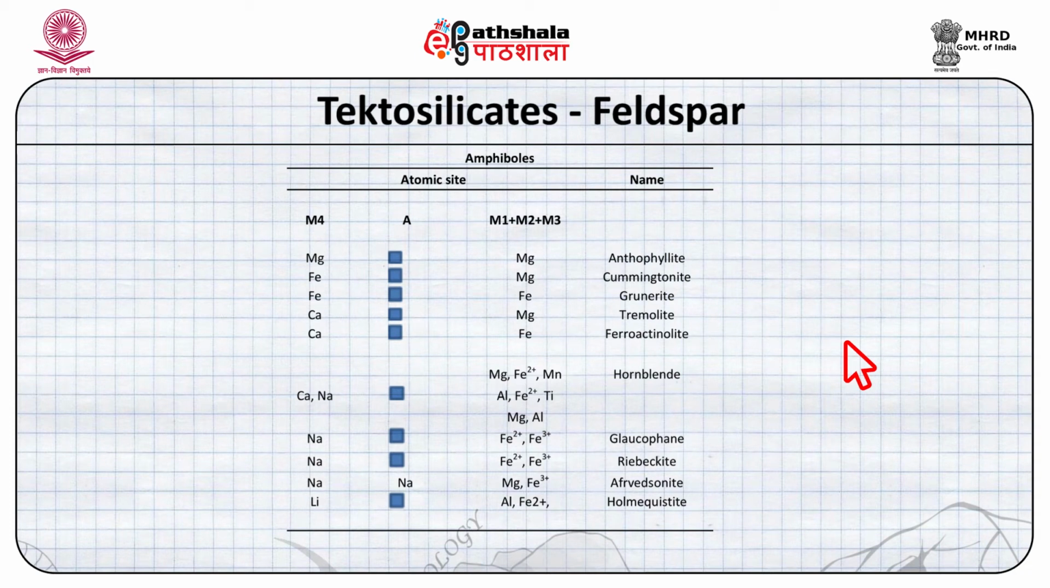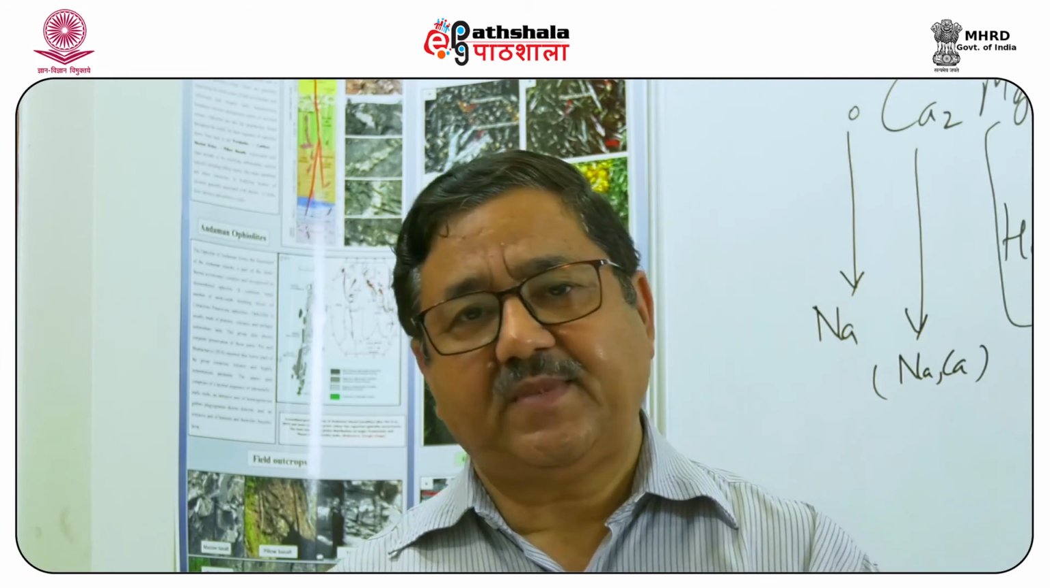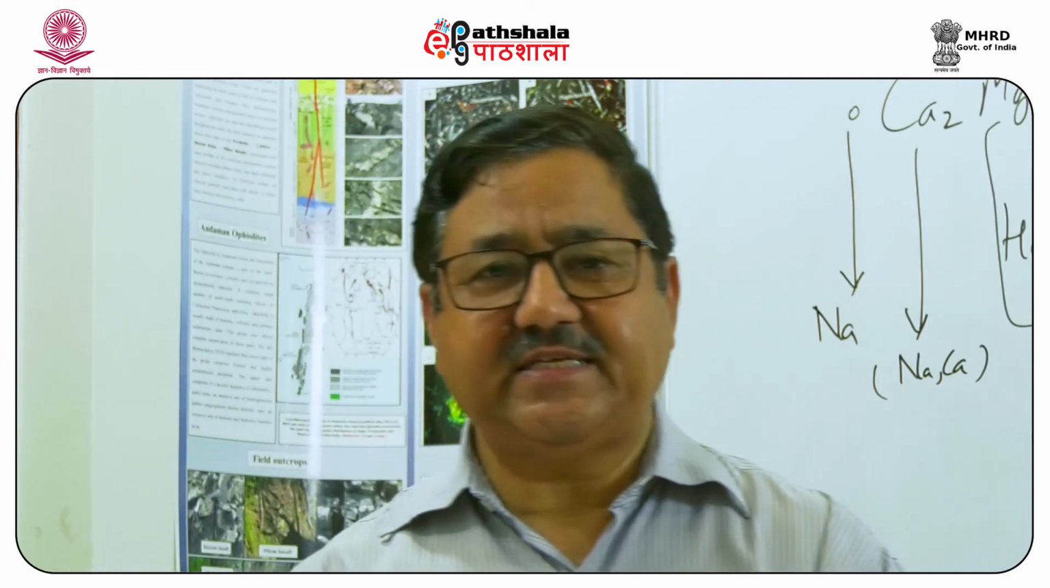In riebeckite, the M4 site is again occupied by sodium and the M1, M2, M3 sites are occupied by ferrous and ferric iron. In arfvedsonite, which is a sodium amphibole, the A site also has a significant amount of sodium, and there are some lithium amphiboles in which the lithium occupies the A site. So, we see that there is a significant amount of variation in the amphibole composition as well as amphibole structure.